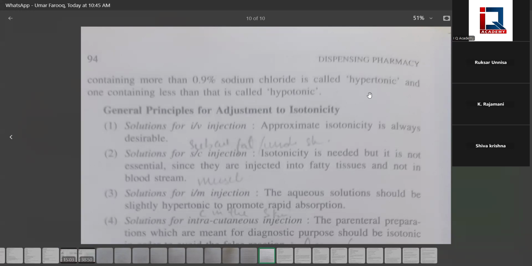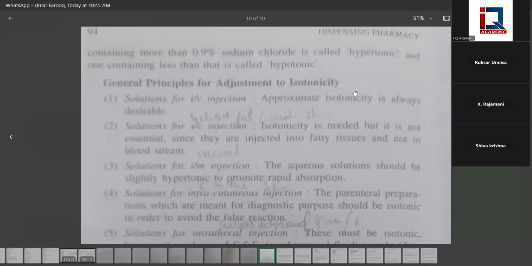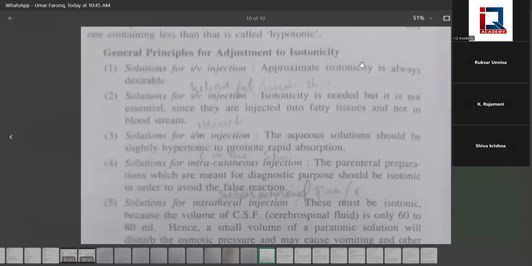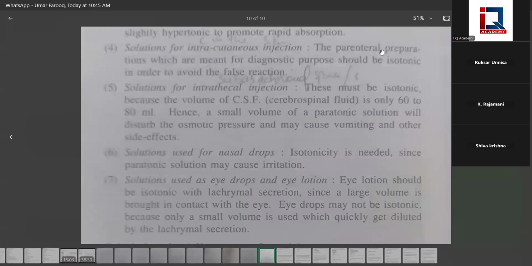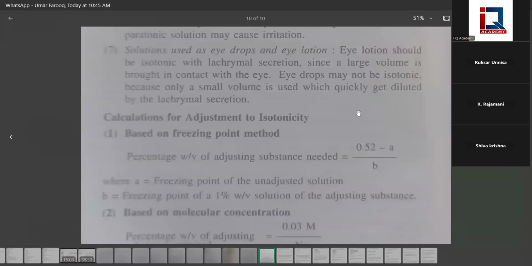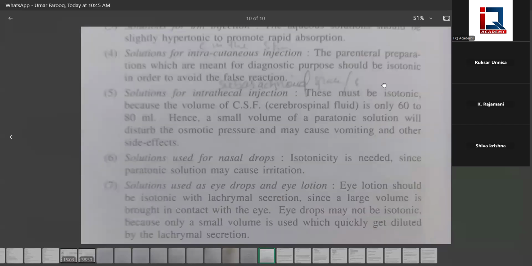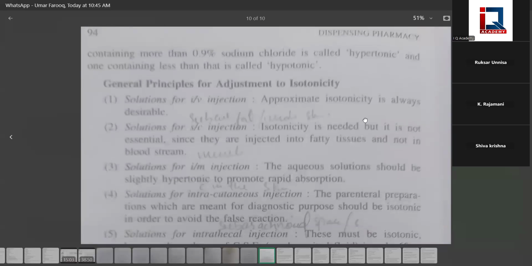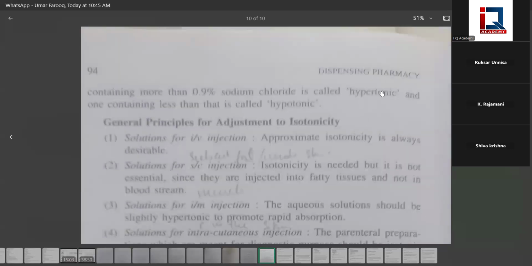Right. In isotonic calculations, we need to know about the two types of isotonic calculations. Number one will be the freeze point adjustment method, and number two, the second method, will be based on molecular concentration. Before understanding what is isotonic calculation, you should first be aware of what is tonicity. Right. So what is isotonicity? It's very simple and everybody knows it.